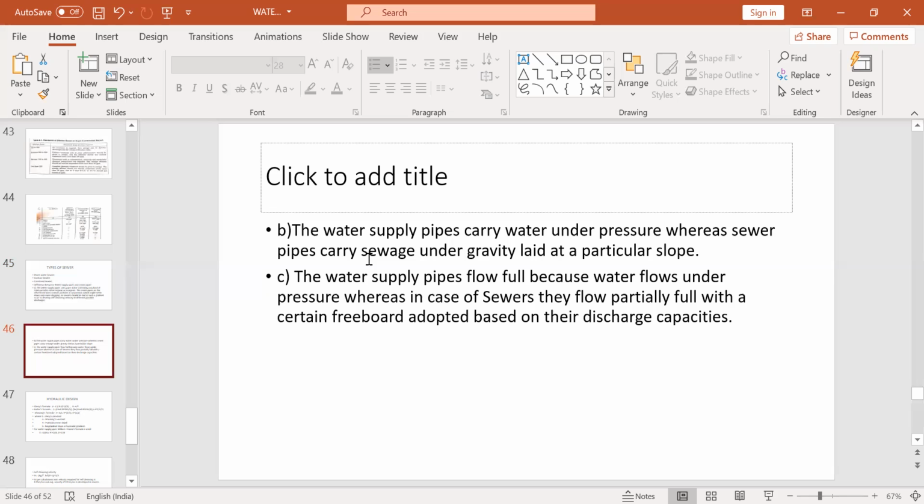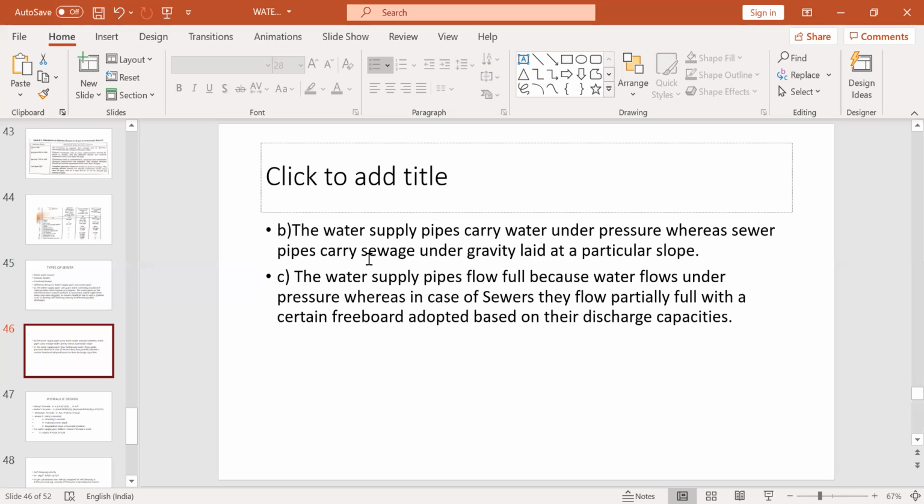Sometimes there is a sudden increase in population or demand, due to which there will be a sudden increase in sewage production, of course. But your sewers are not designed for that capacity. So, in order to refrain from such conditions, we generally keep a certain space available over the full supply level of the sewer. That space from the top of the sewer to the FSL, the full supply level, is the freeboard.